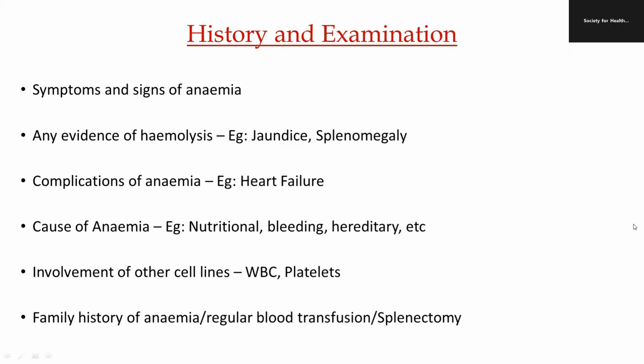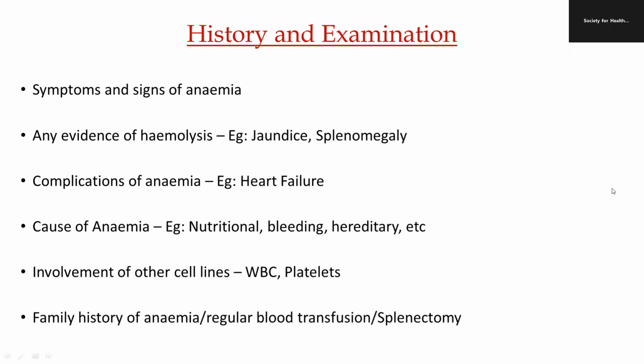The other important point to remember: the red cells are produced by the bone marrow. So there may be only an isolated problem like anemia, or there may be other cell line involvements, like there may be thrombocytopenia, there may be a low white cell count. So you may have to evaluate for that.